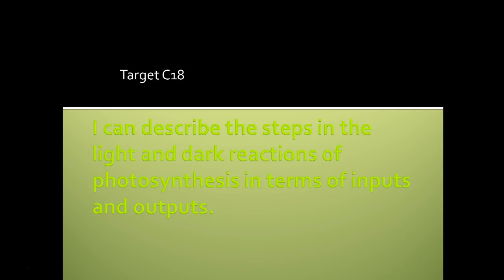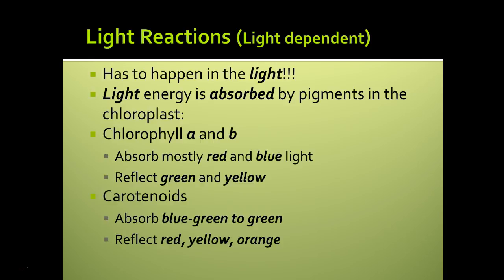There's what's called the light-dependent reactions and the light-independent reactions, which is sometimes referred to as the dark reaction. The light-dependent reactions, of course, by its name, happen in the light. It requires light. You have to have light in order for these reactions to occur. So what exactly happens? Well, the light energy is absorbed by pigments. Remember, we talked about those in the first target, C17.